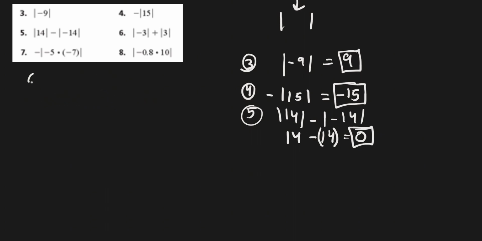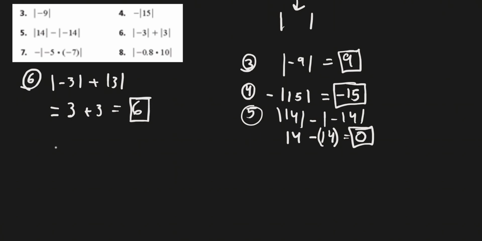Okay, let's look at number 6. We have the absolute value of -3 plus the absolute value of +3. The absolute value of -3 is just 3, plus 3, which is equal to 3 plus 3 is 6. 4, 5, 6. Let's look at number 7 and then number 8.